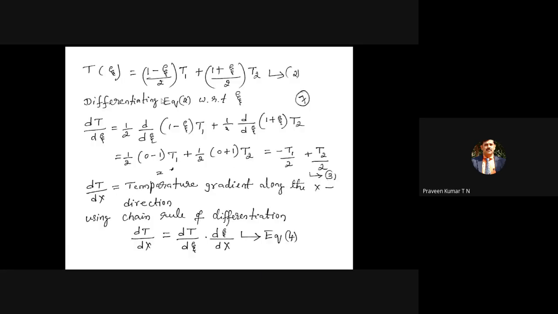Now you are substituting, in place of N1, 1 minus zeta divided by 2. N2 we have already derived as 1 plus zeta divided by 2. Then we require the rate of change of temperature with respect to d xi.